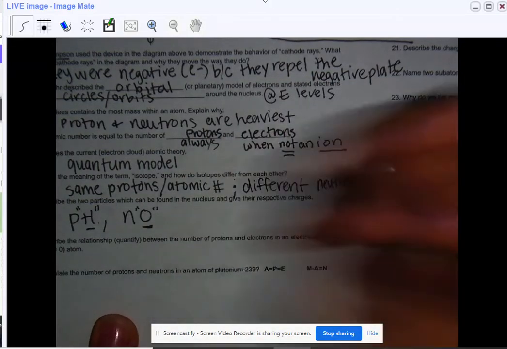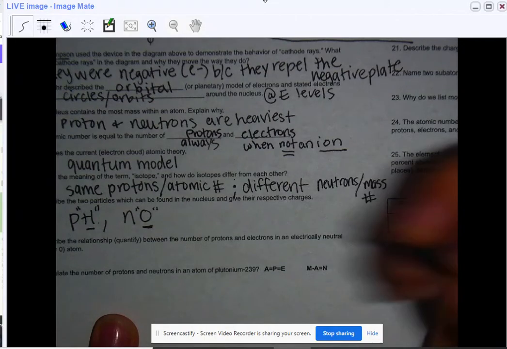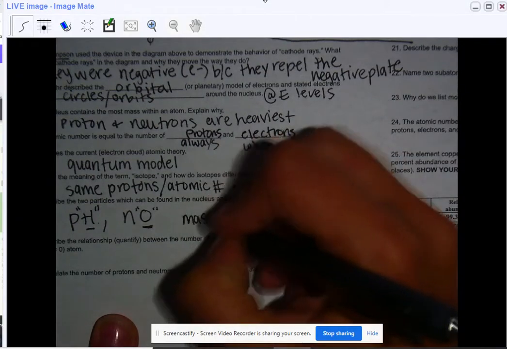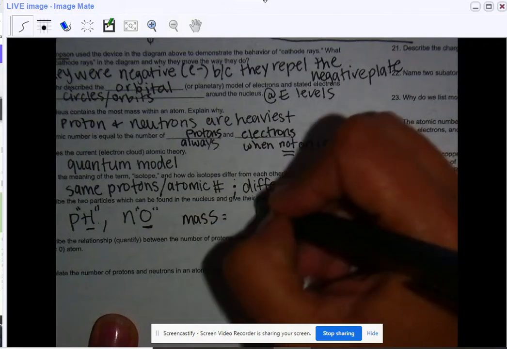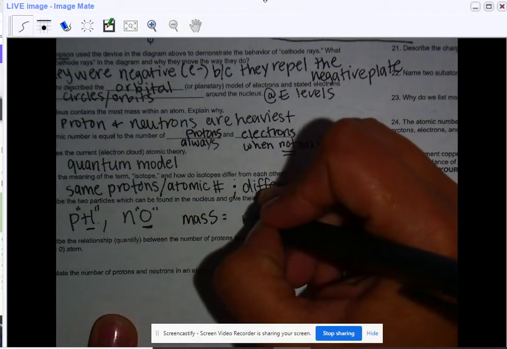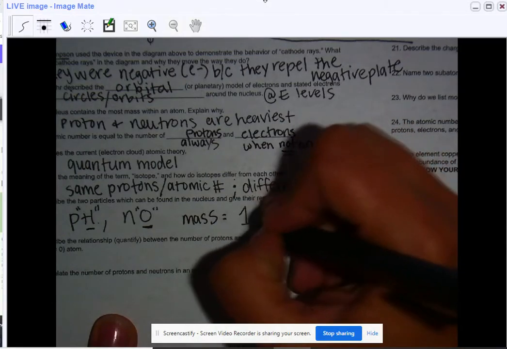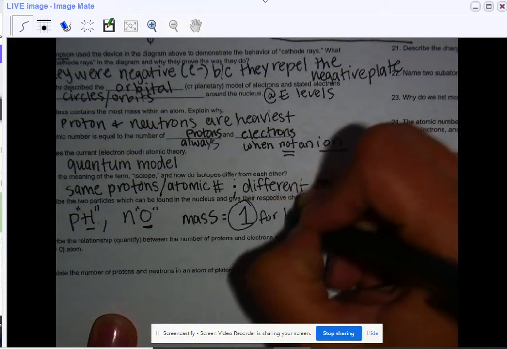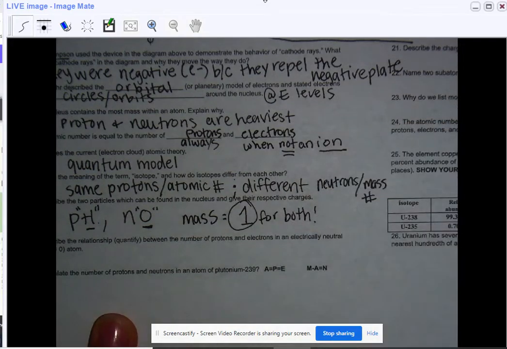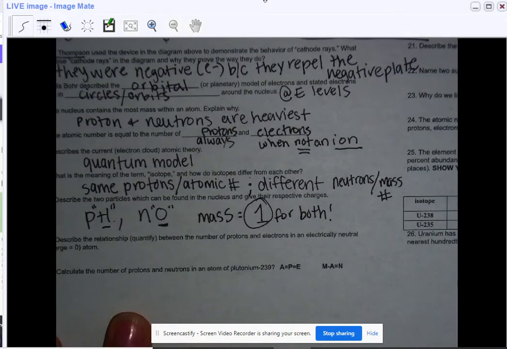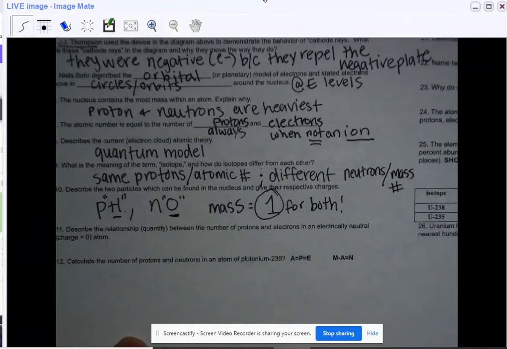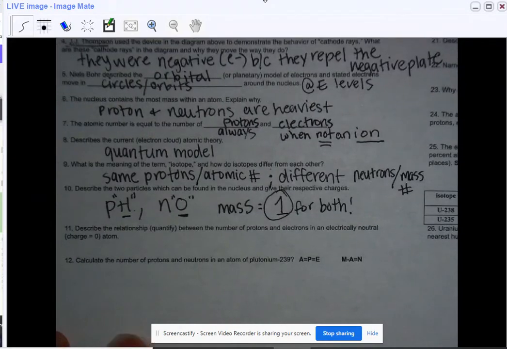What's their mass? I'm pretty sure we're going to answer that in a second, but let's just say, what is the mass of each of those? They're both 1. That's why they're the ones that count towards our mass number, and that's why we're able to count them up. Electrons add a little bit extra, and that's about it. We're going to go all the way to 12, and then I'll start a new video.